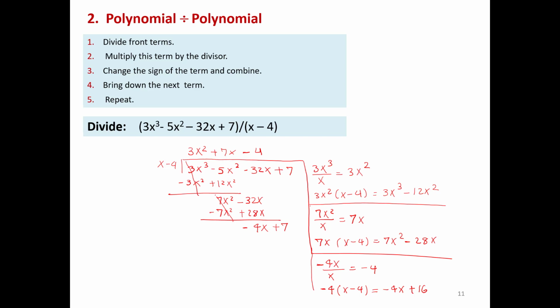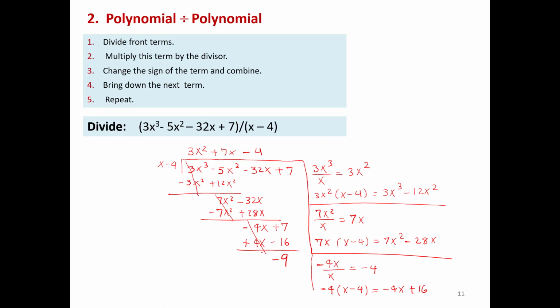Now the next thing we want to do is combine, but to do that we need to change the sign. We change the sign of 4x. Now this is positive, then we need to write here negative. As we can see, this term cancels out, and finally we have negative 9. There is not any variable in the remainder, then now we stop the division.